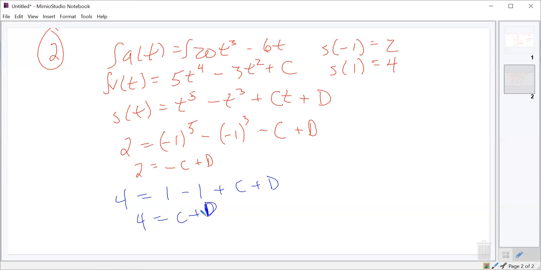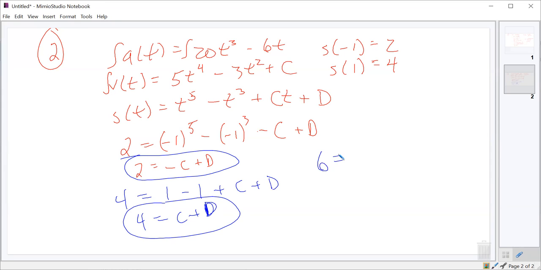Yeah. And so then we'll just solve that system of equations. We got 2 different equations with 2 different unknowns. C and d are the unknowns. You can either subtract one from the other or add them together. Let's just add them together, right? 6 equals negative c plus c is 0. D plus d is 2d. So d must be 3. And if d is 3, then c must be 1.